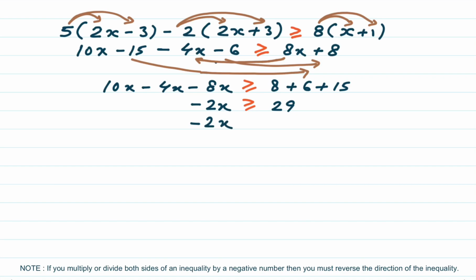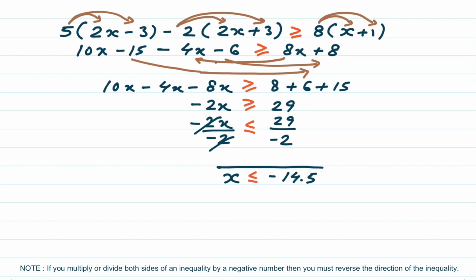So negative 2x over negative 2 will be less than or equal to 29 over negative 2. So the final answer for this question would be x less than or equal to negative 14.5.